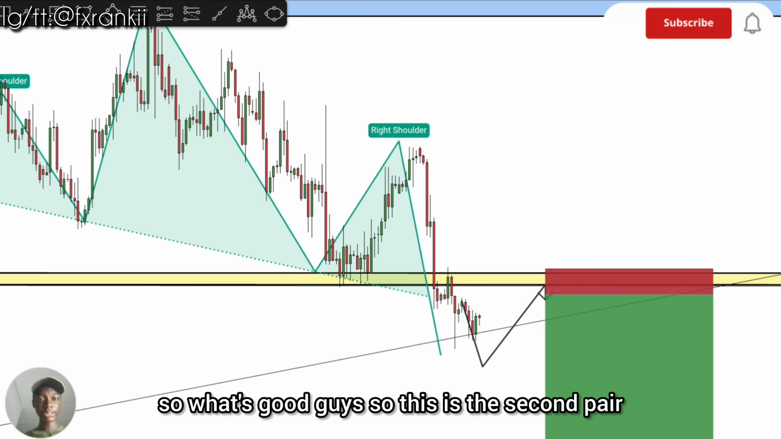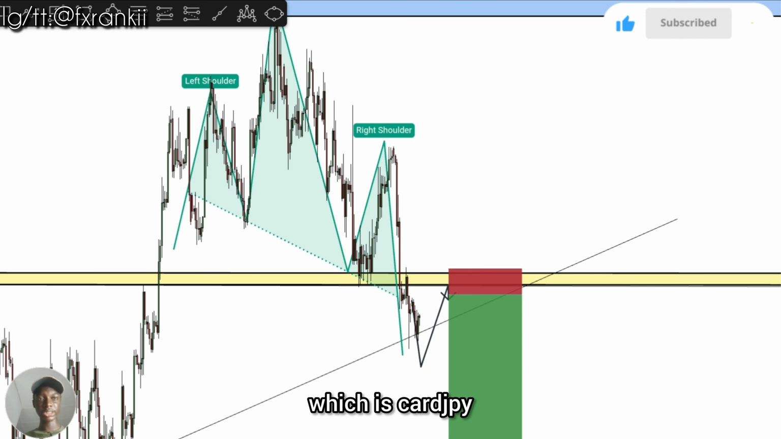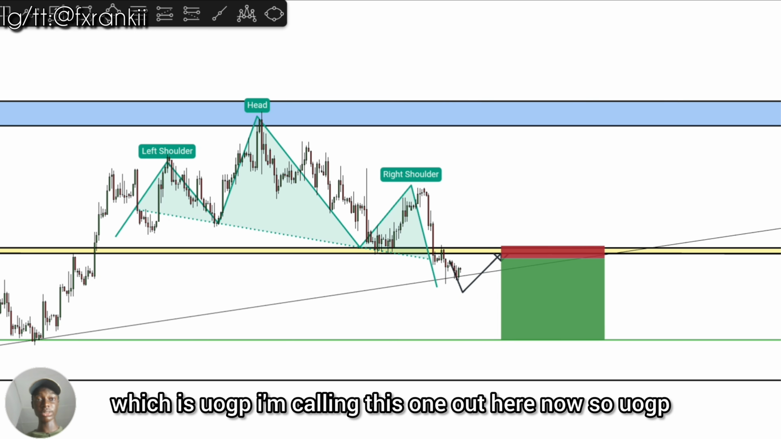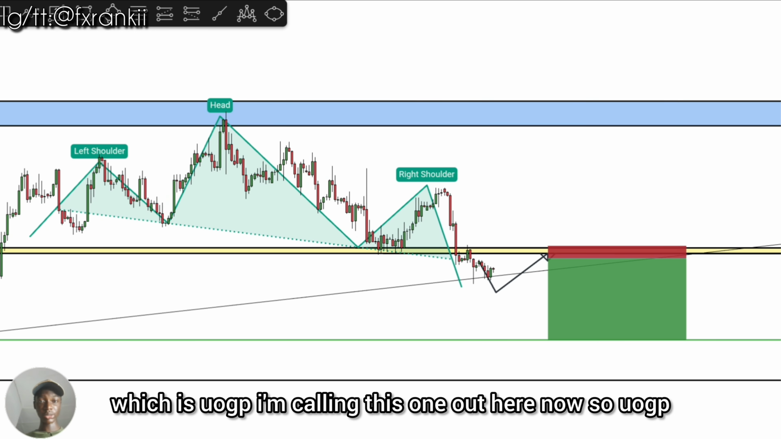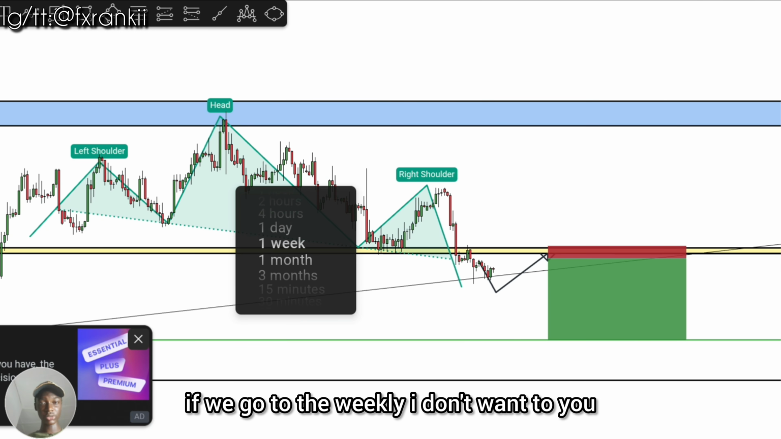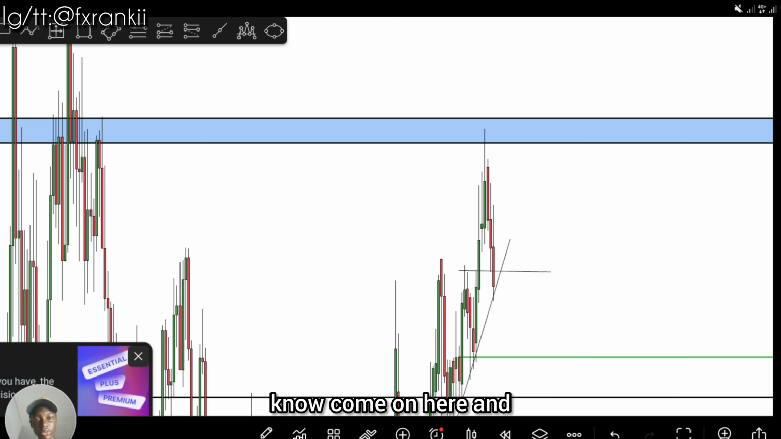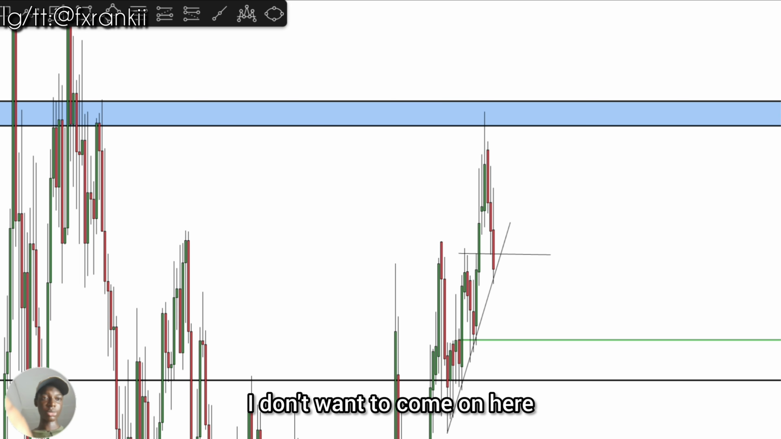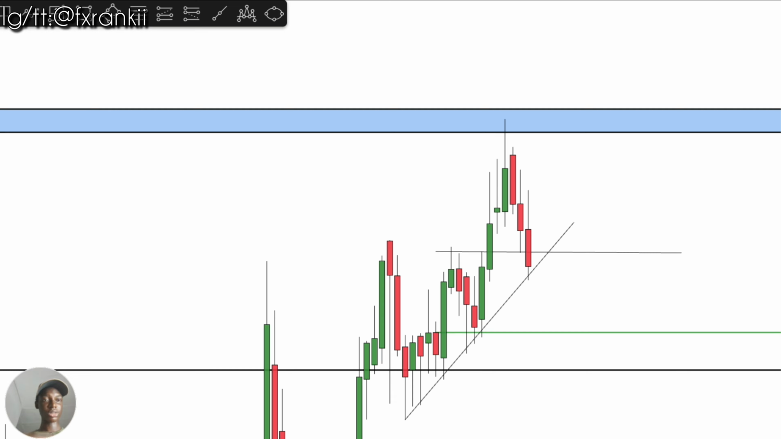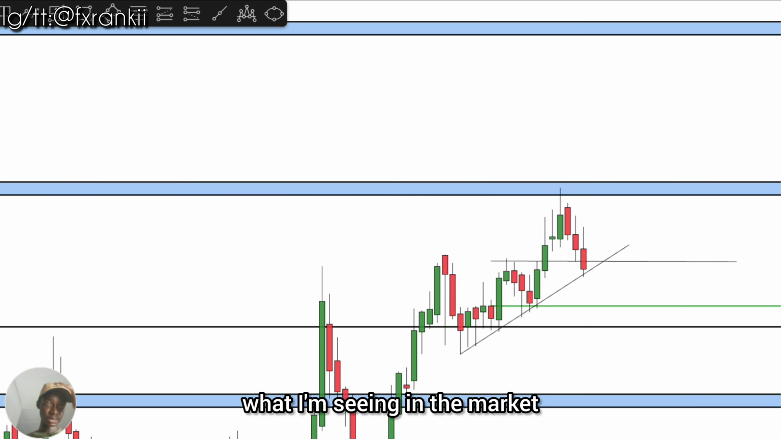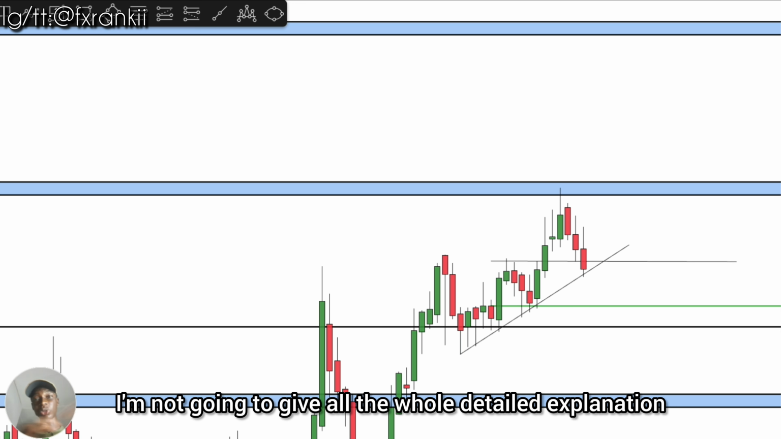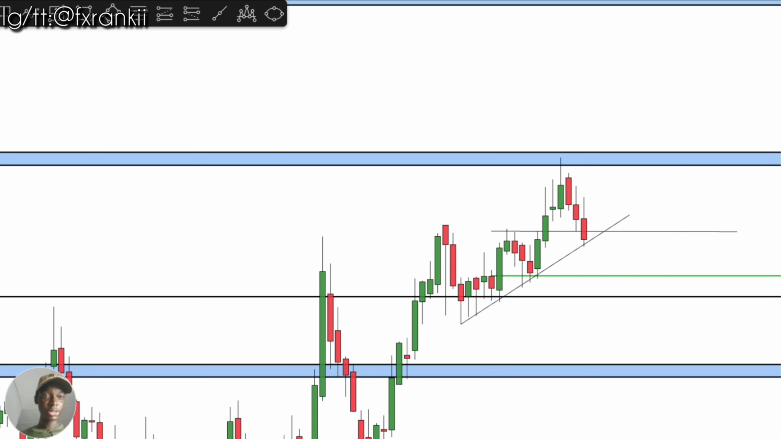So what's good, guys? This is the second pair, and I'm calling this one out here now, which is Euro GBP. If we go to the weekly, I don't want to come on here and be doing long talks. I just want to tell you guys what I'm seeing in the market. I'm not going to give the whole detailed explanation. So what are we seeing here?